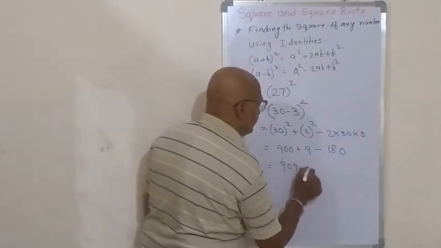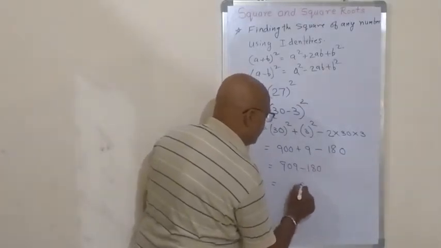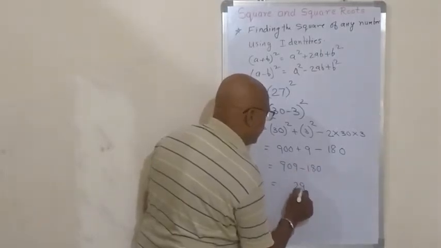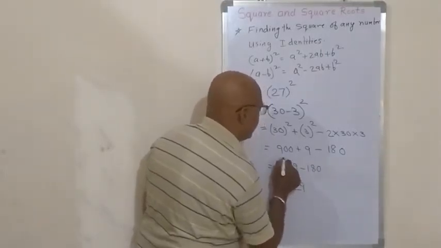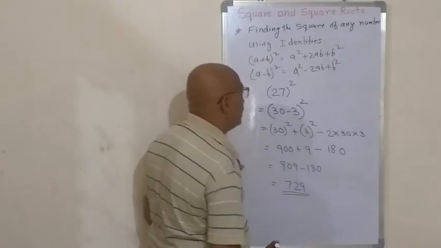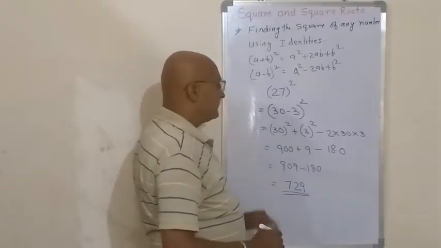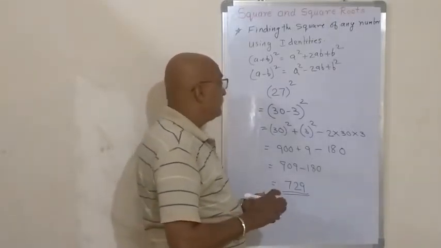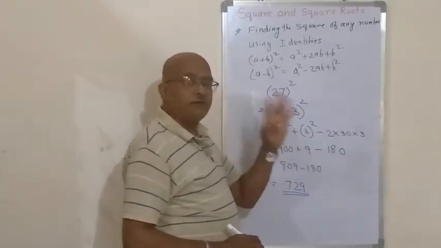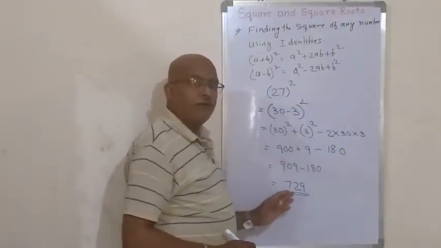So what we get? 909 minus 180. We get 9 minus 0, 9. 0 minus 8 means 10 minus 8 is 2. And here it remains 8. So 8 minus 1 is 7. So our answer is 729, which is the square of 27. So this way, it is the easiest way to find out the square of any number. Whether it is 2-digit number, 3-digit number, 4-digit number, any number it may be, it is very easy to find out the square by this method.